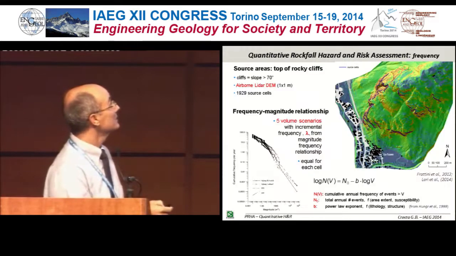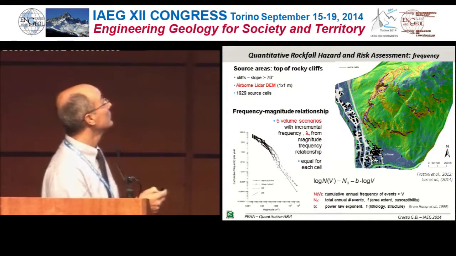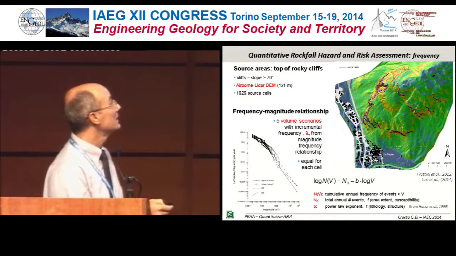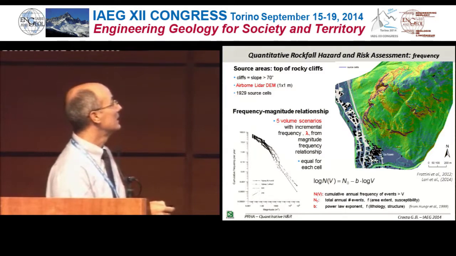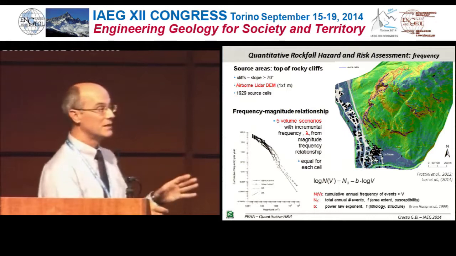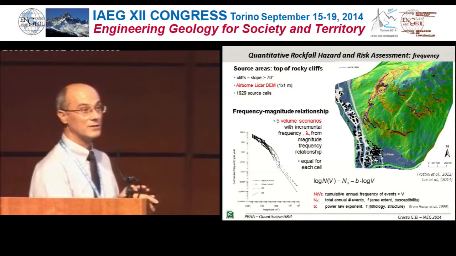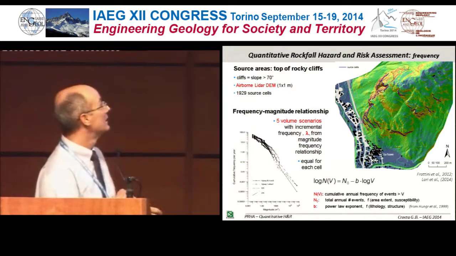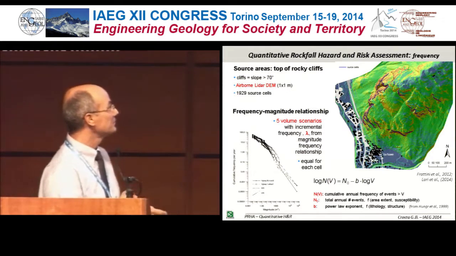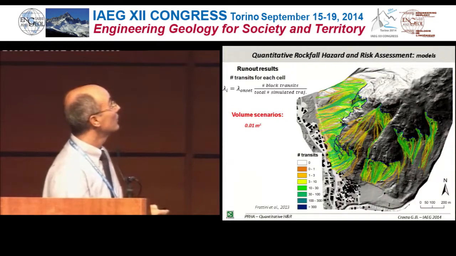So this is the same case study as before. We are defining the source areas. We have a 1 by 1 meter cell DEM. We have some events that occur, very few of them, and so we were obliged to define, based on some historical data and literature data, a cumulative frequency magnitude relationship. In this way we are defining the number of events that more or less can occur for a specific class of elements per year. Here you see the results for different scenarios.